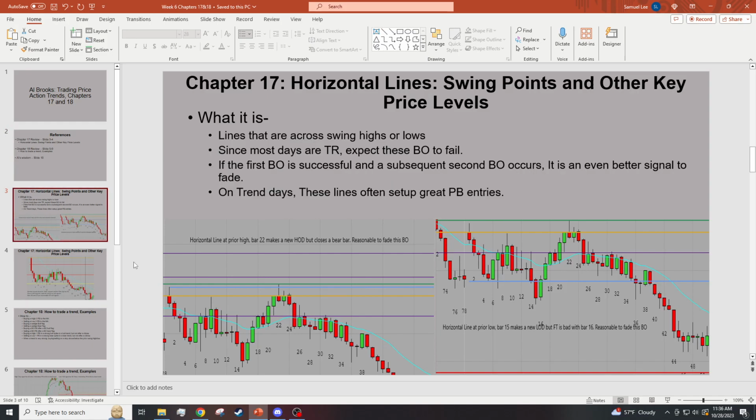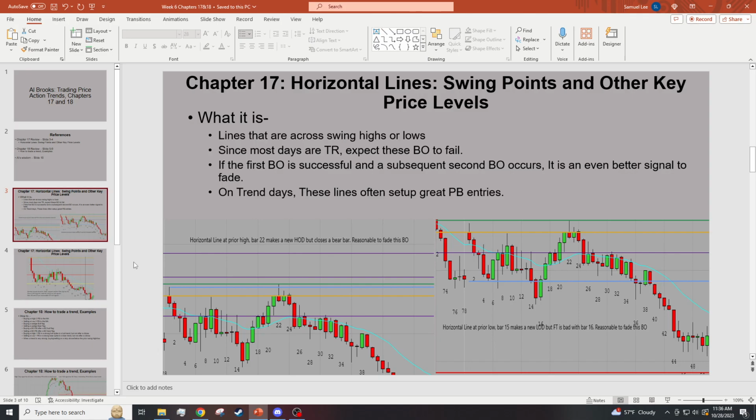So Chapter 17 is about horizontal lines, swing points, and other key price levels. When Al talks about swing points, he's usually talking about a previous higher low or lower high, and he's really talking about major highs and lows. A major high or low is a high or low that led to a higher high, and a major lower high is a lower high that led to a lower low. And they form across previous swing highs or lows.